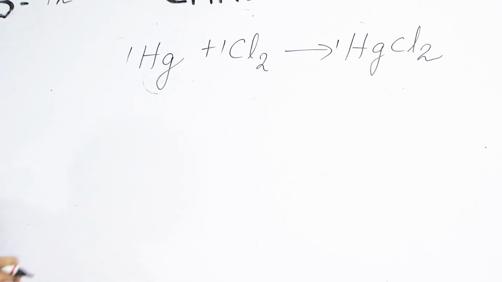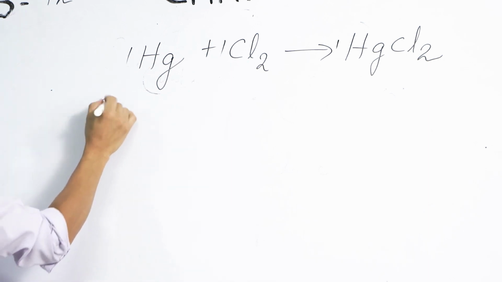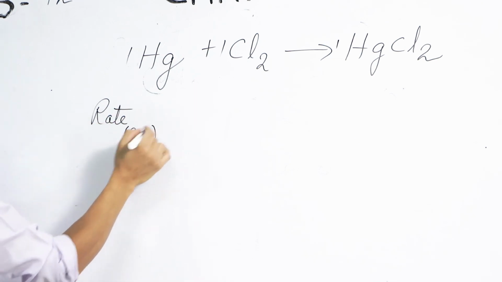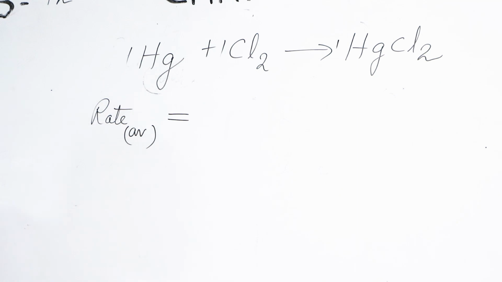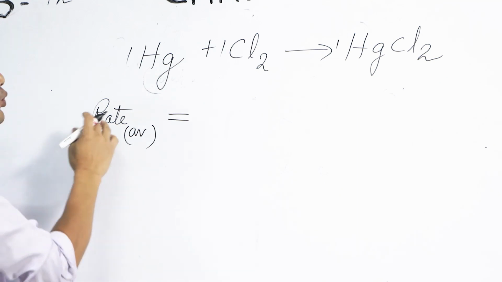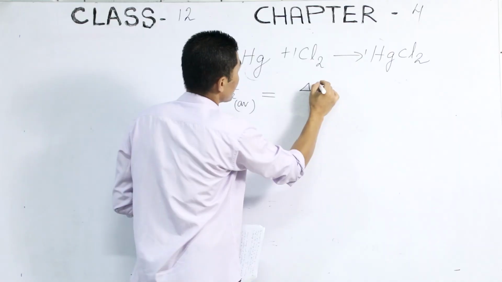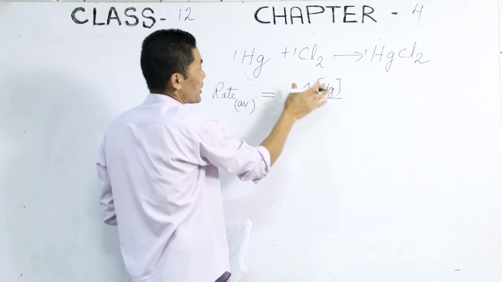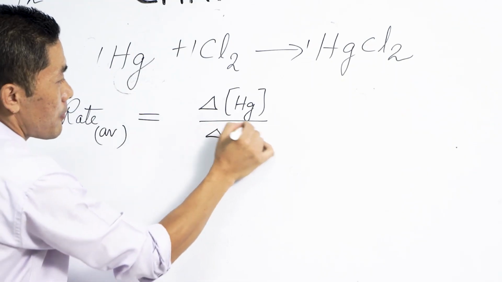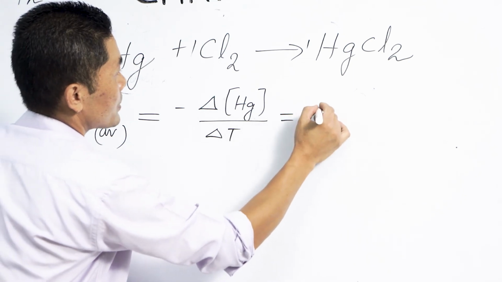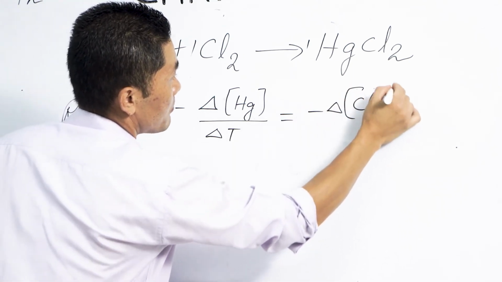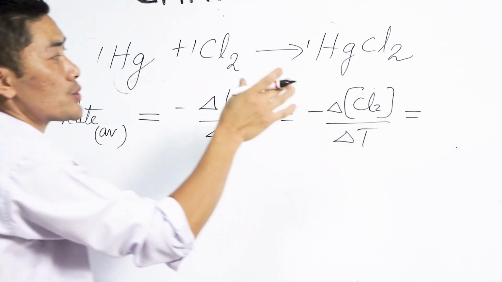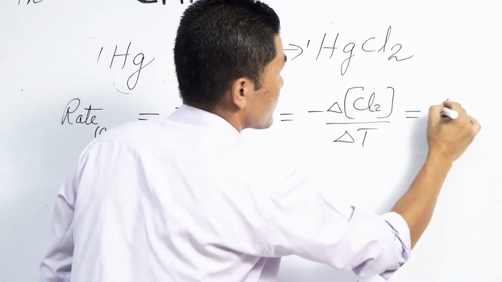In this kind of reaction, the rate, whether it's average rate or instantaneous rate, will be the same as the equations that we wrote before. Rate will be given by the change in concentration of any one of these species. So we can use mercury also, or we can use the change in concentration of chlorine also, or we can use the change in concentration of the product.